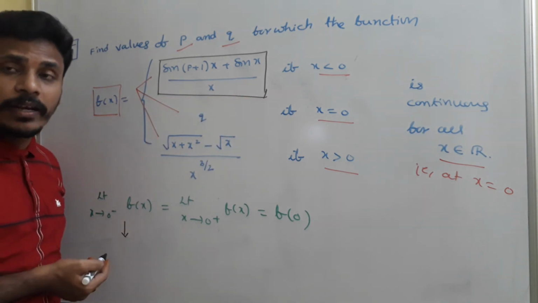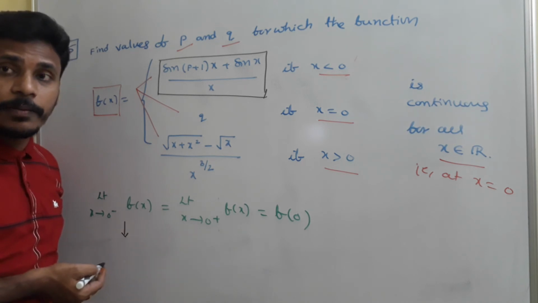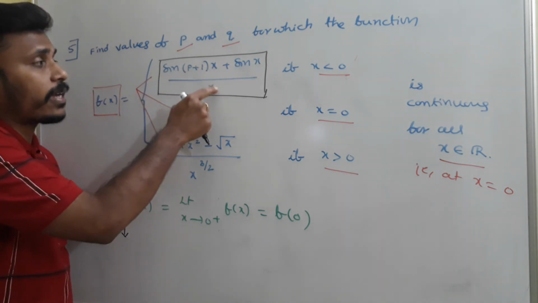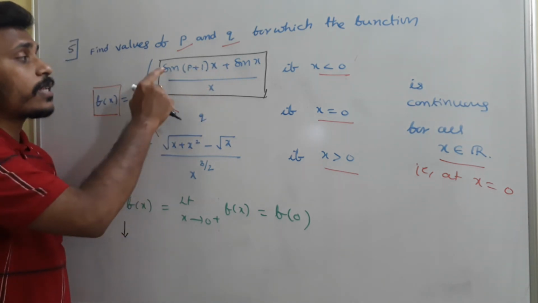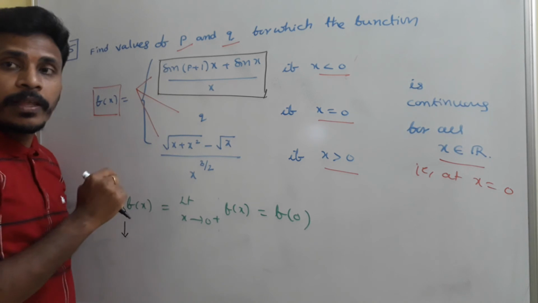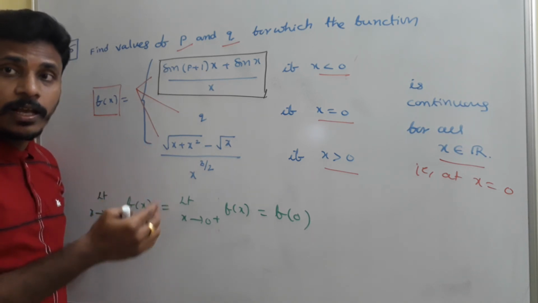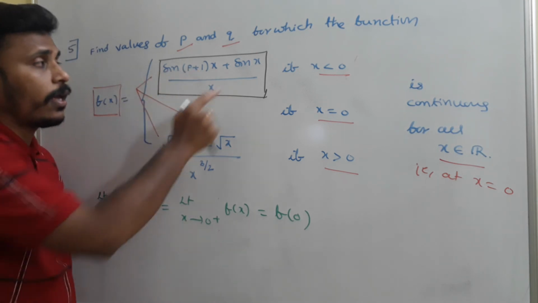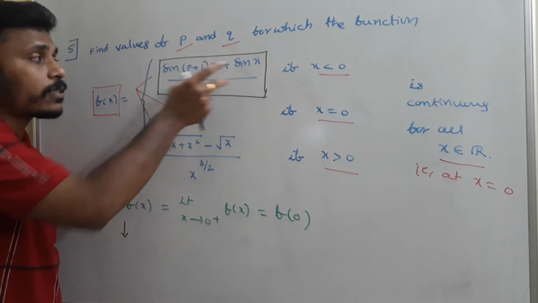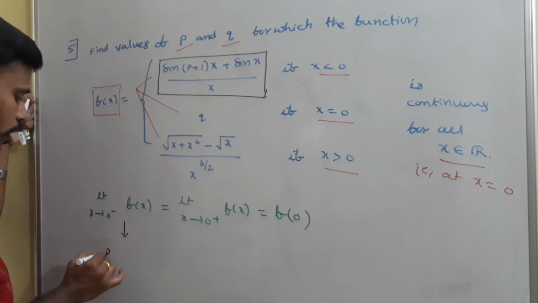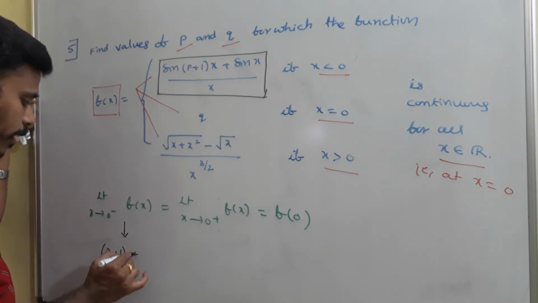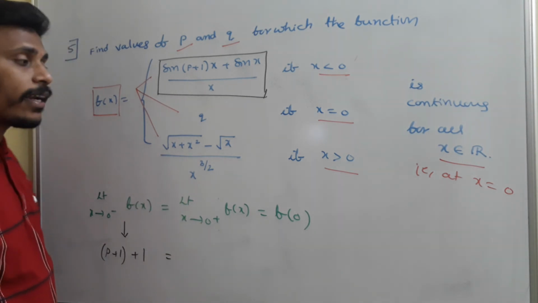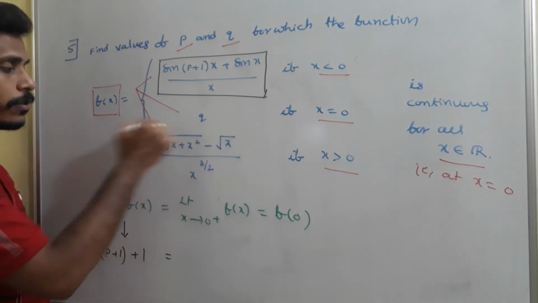I am trying to write directly, right? We are perfect at limits, so directly use the standard limit here. Sin x by x, the value is 1. Sin of (p plus 1)x by x, like sin kx by x it is k, like p plus 1. So sin of (p plus 1)x by x is p plus 1, sin x by x is 1. So its limit value as x tends to 0 is p plus 1 plus 1. That is equal to limit x tends to 0 plus f of x, the right limit. So we need to apply limit for this.